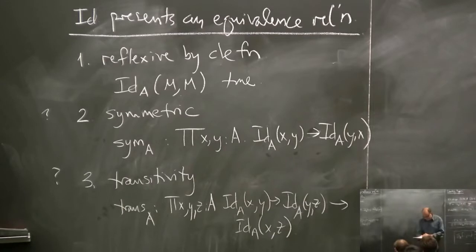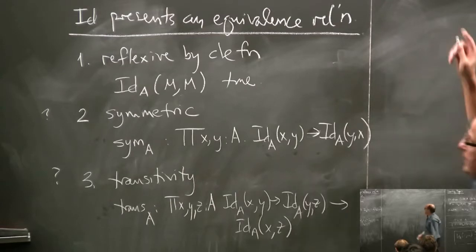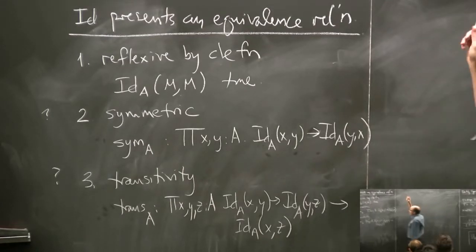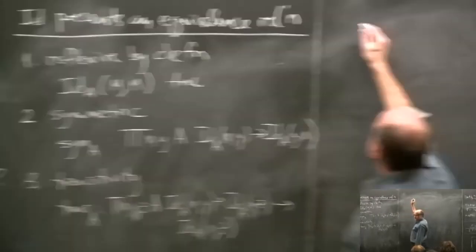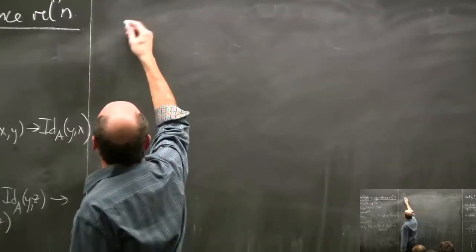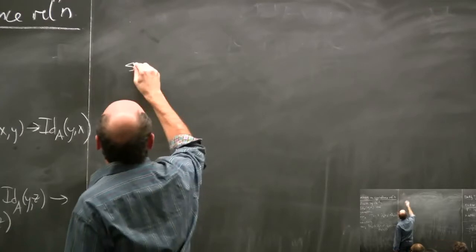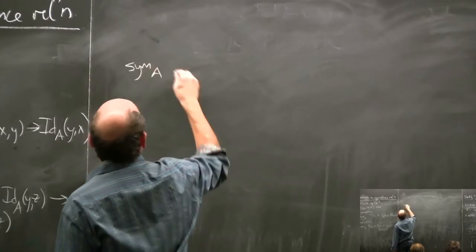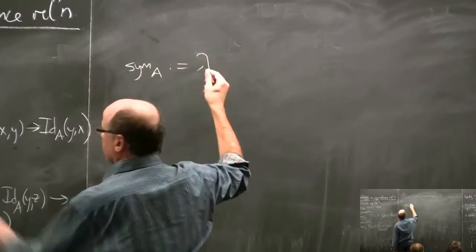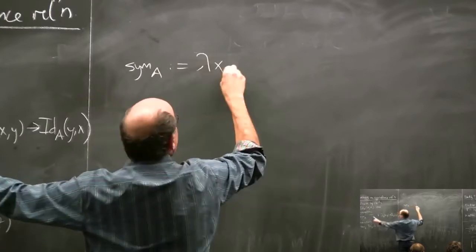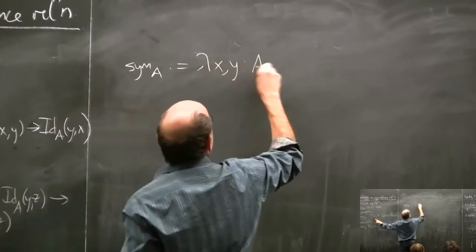Okay, so good. So here's what I'm going to do here. The easy one is symmetry, and the transitivity, I always get confused, so probably I'll screw it up. Okay, so let's do the symmetry. So we'll define symmetry. The idea is that for symmetry, I take sim A to be sort of lambda x y.